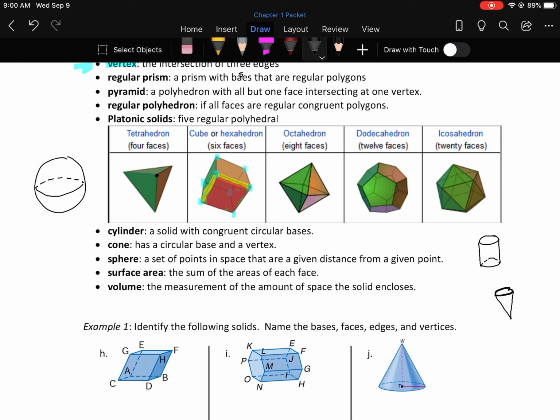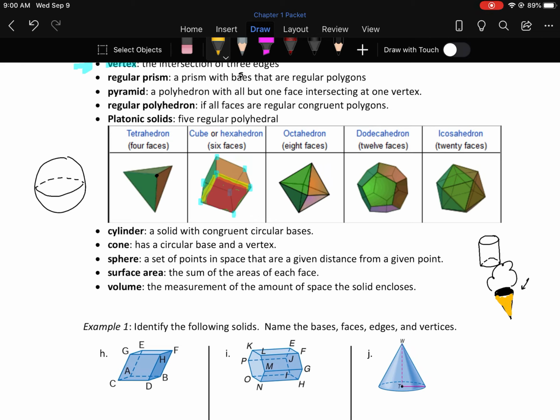And then volume, it's a measurement of the amount of space that a solid encloses. So if I were to look at this cone here, volume would be like, all right, how much ice cream can I fit in there? Now, we don't want it like bulging over the top. Just how much can we get to fill the cone? Maybe I should do this in a different color.